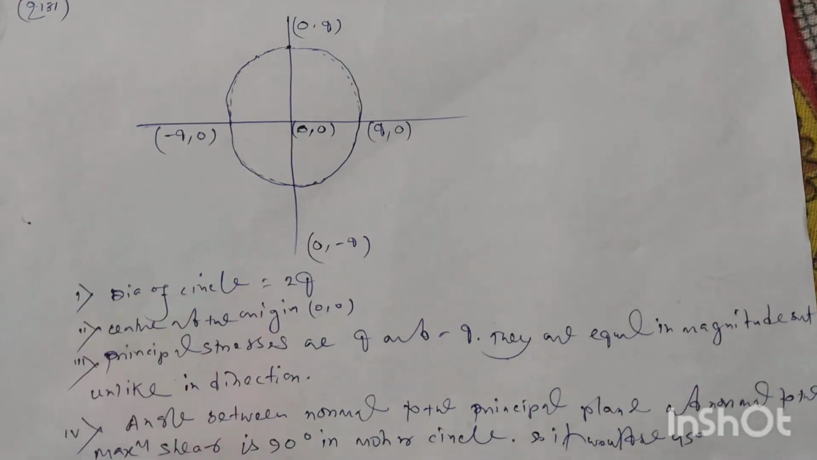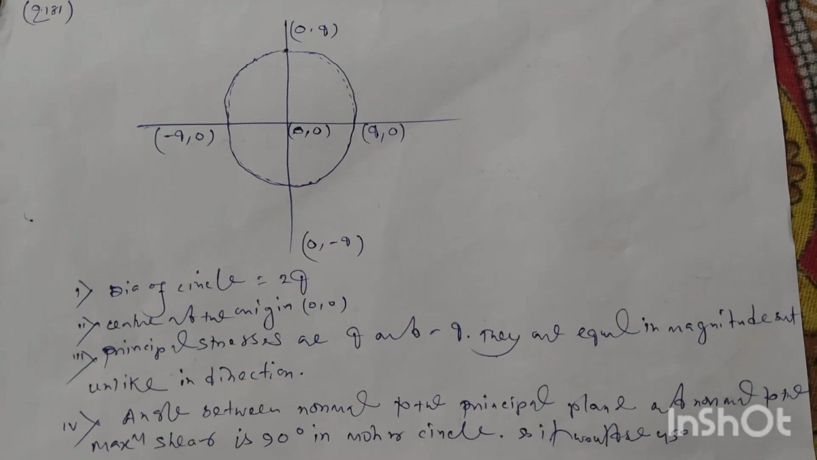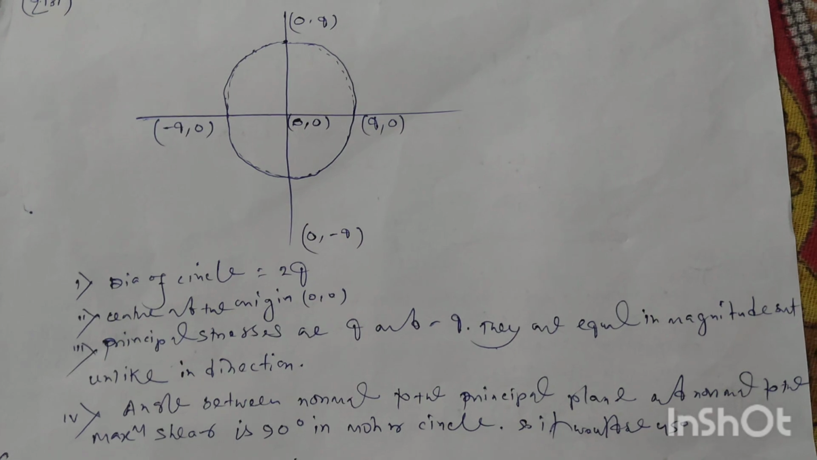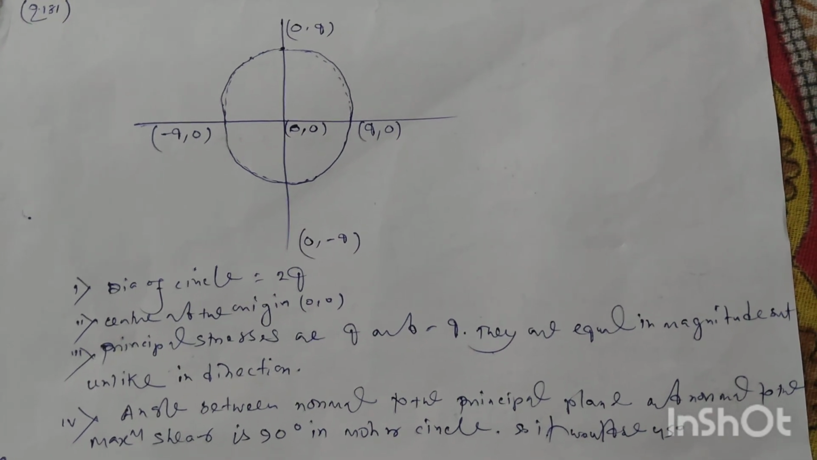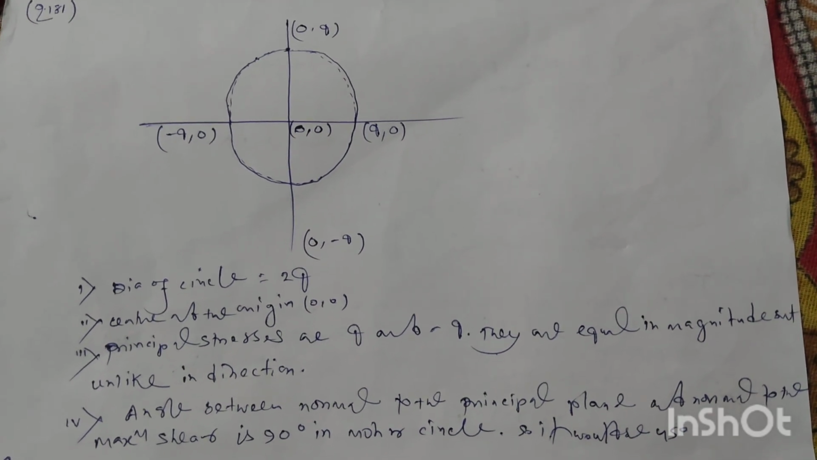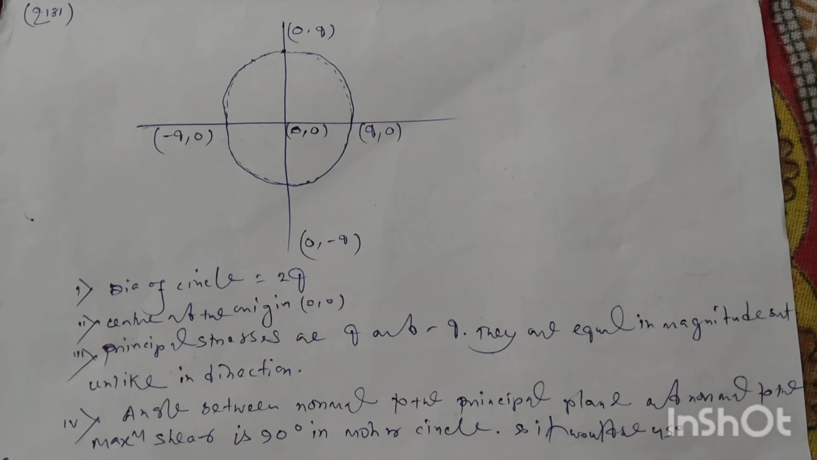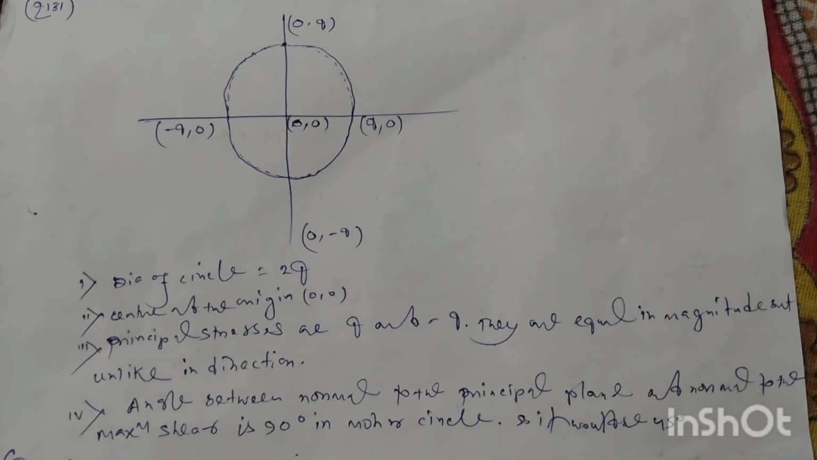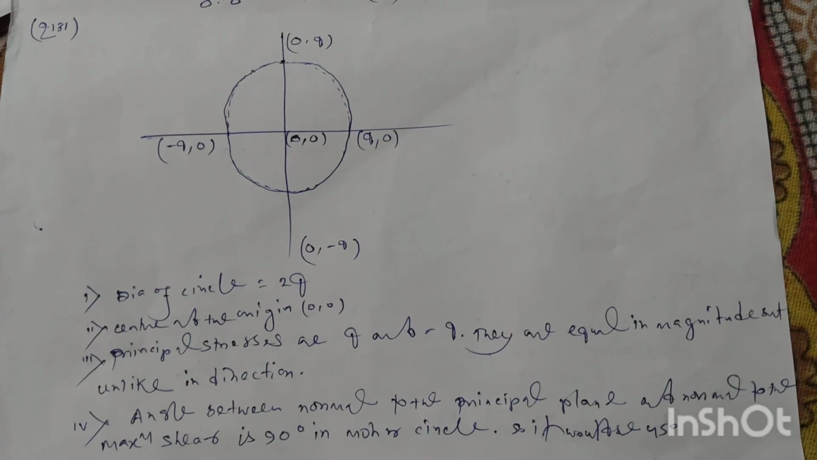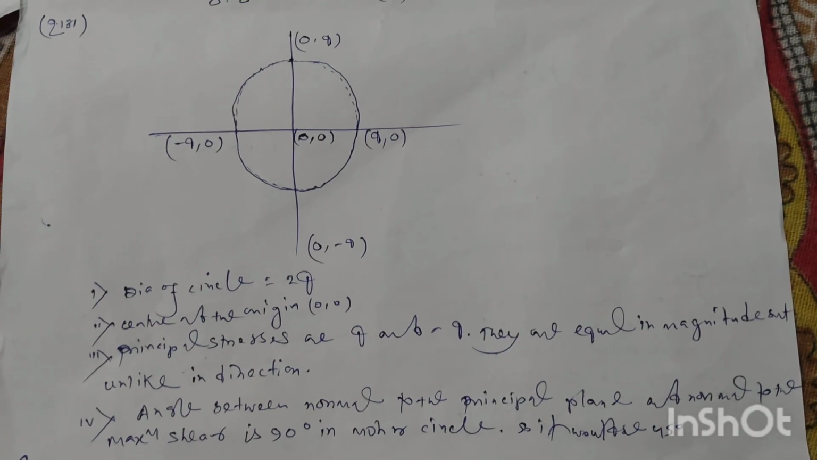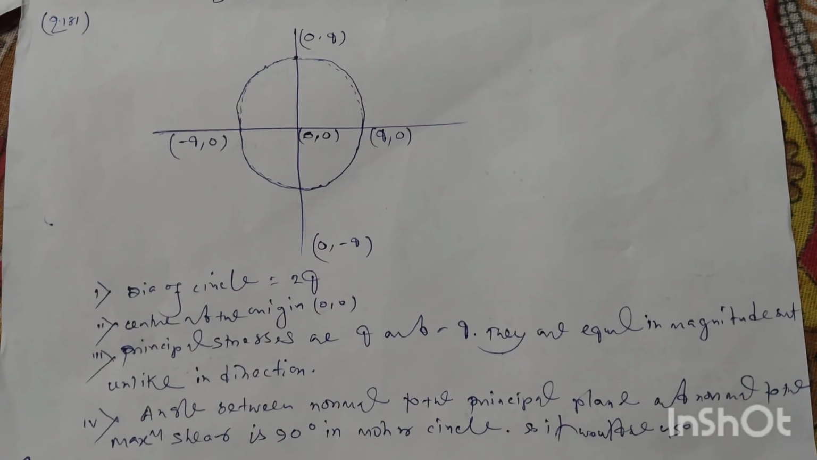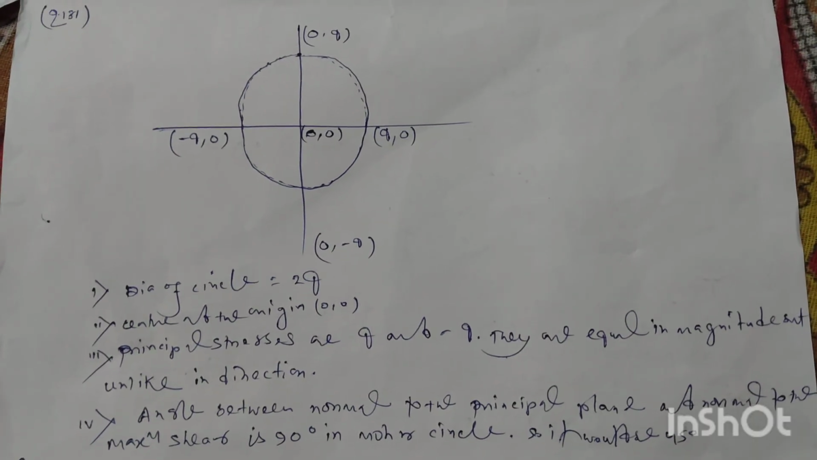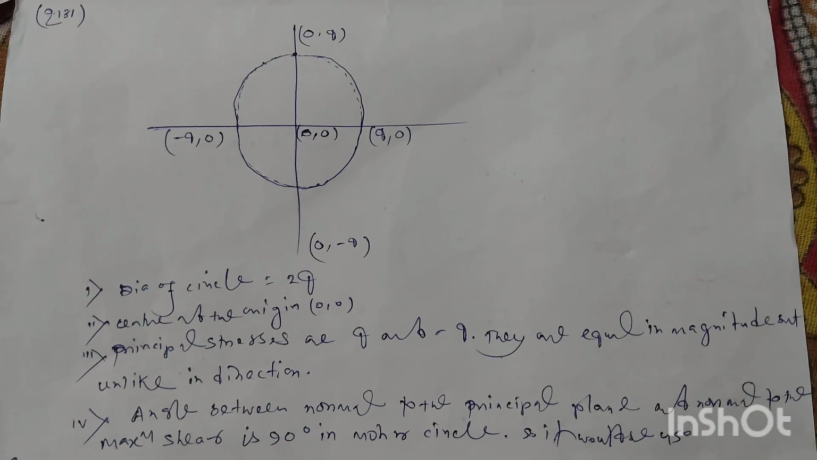So as per the statements of the question, the Mohr circle is drawn here. Diameter of the circle is equal to 2q. Center lies at the origin 0, 0, and principal stresses are plus q and minus q. They are equal in magnitude but unlike in direction, and the angle between the normal to the principal plane and normal to the maximum shear is 90 degree in Mohr circle, but in actual the value will be equal to 45 degree.